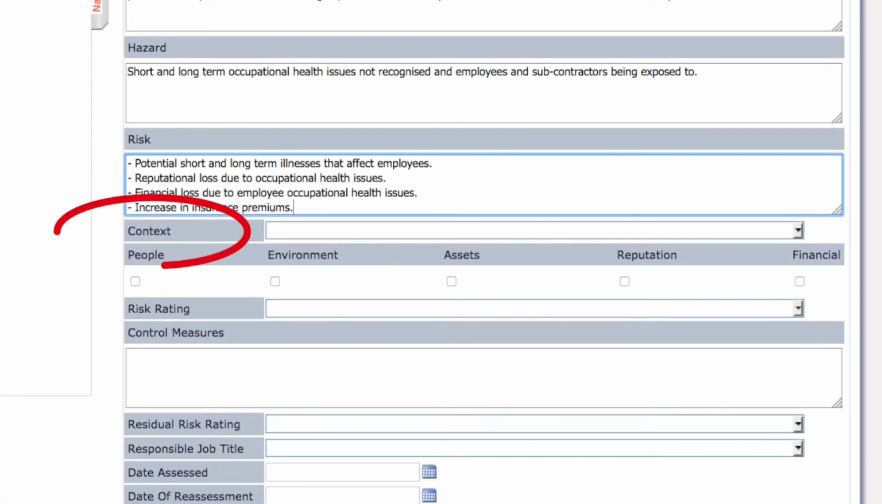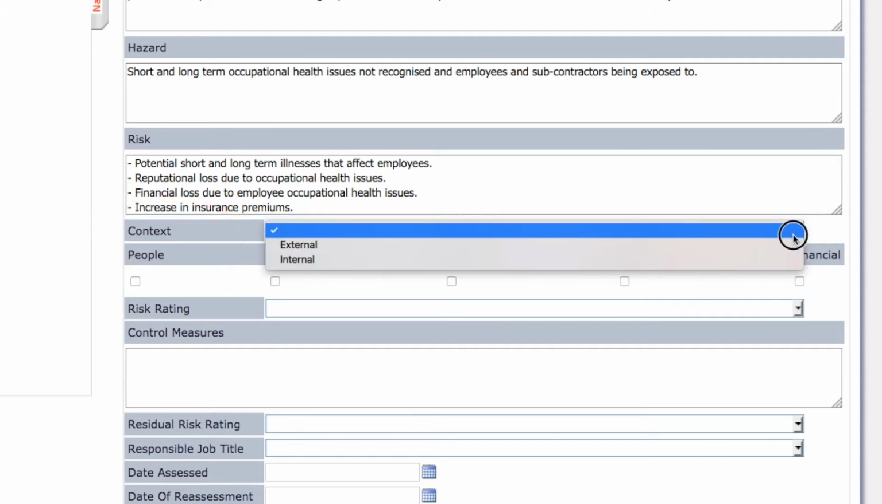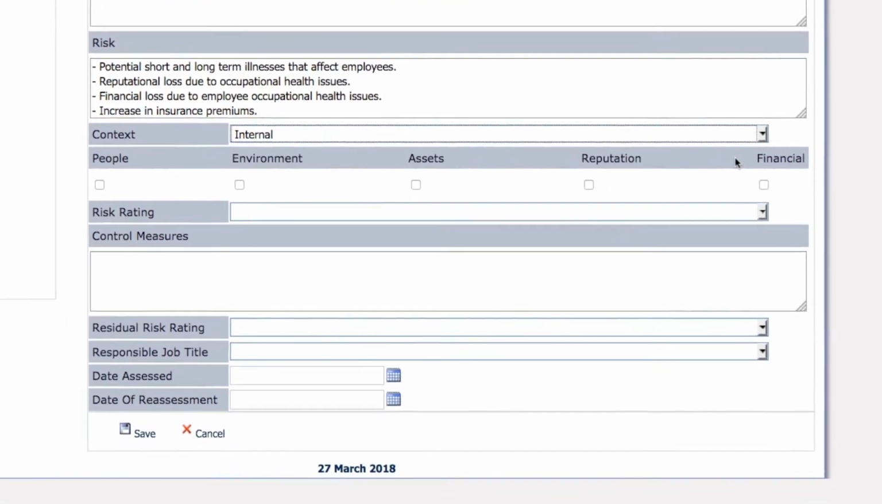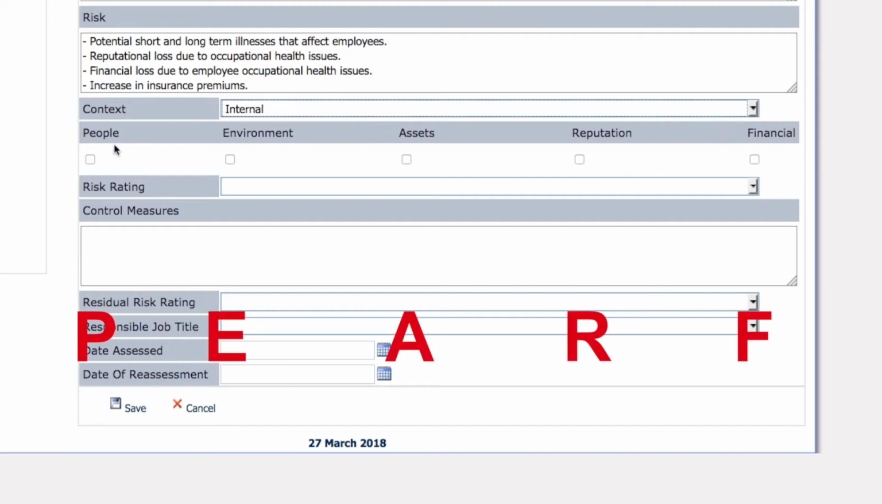Context. This field will decide if the risk is internal, which BGP Offshore will have more control over, or if the risk is an external risk. If it is an external risk, BGP Offshore may have less control of it occurring. BGP Offshore uses PEARF as a method of categorizing different types of hazards within the company. When attempting to identify risk and hazards, consider people, environment, assets, reputation, and financial.